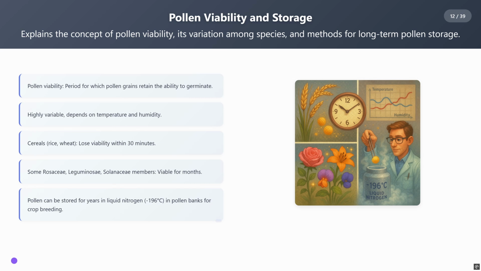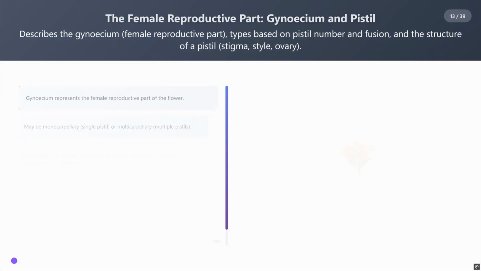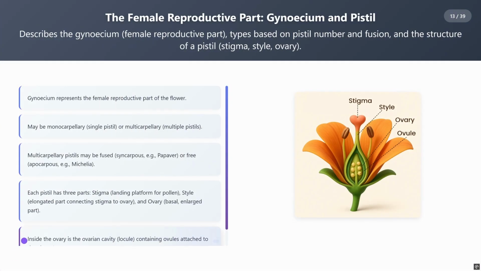Okay, we've thoroughly covered the male side, the androecium, and pollen. Now let's switch gears to the female reproductive part, the gynoecium. What's the basic setup there? Right, the gynoecium represents the female part of the flower. It can be made up of just a single pistil, we call that monocarpellary, or it can have more than one pistil, which is multicarpellary.